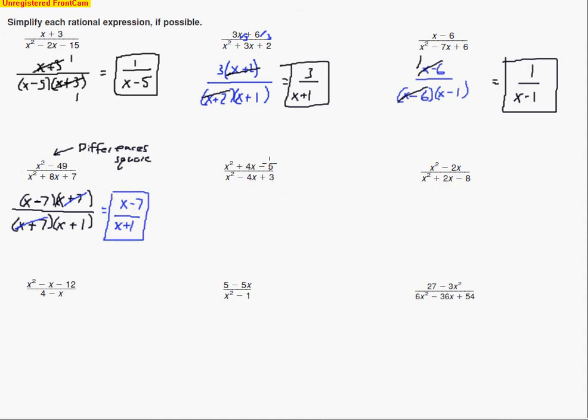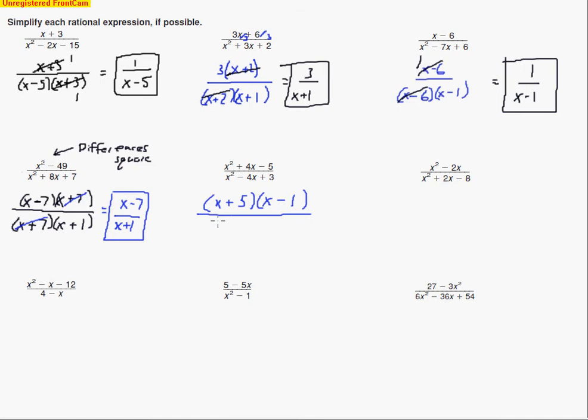Now the next one, we've got two trinomials. And so when we factor this top one, we're going to look for numbers that multiply to make 5. We don't have a whole lot of options, just 5 and 1. They have to subtract to make 4. So if they're going to subtract to make positive 4, we're going to make the 5 positive, the 1 negative.